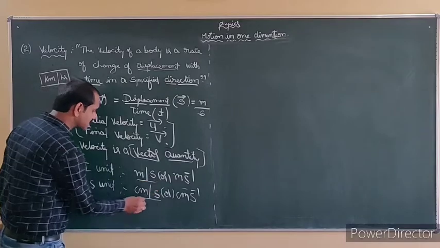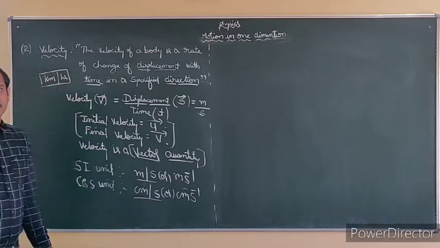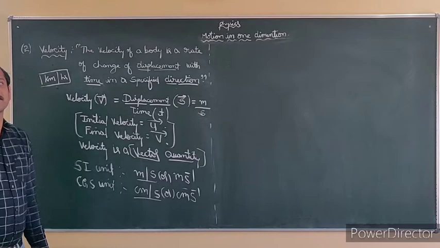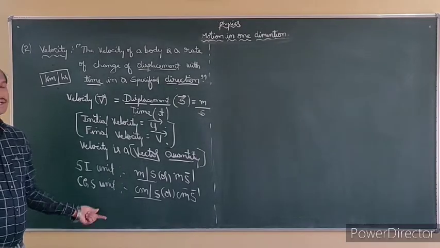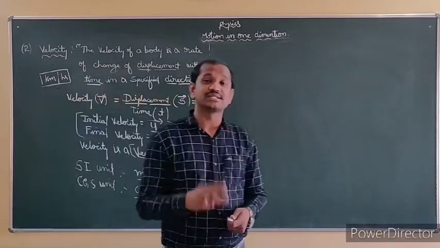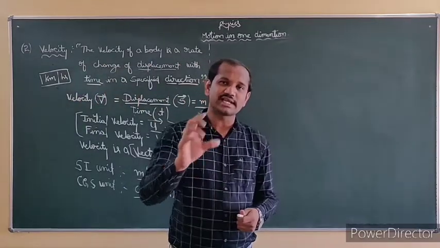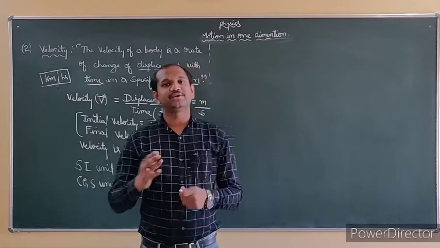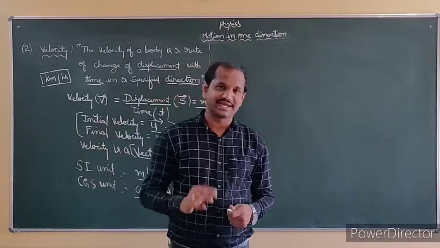Meter per second, and the CGS unit is centimeter per second, which is always the same as that of speed. Now, to know about velocity much further, we need to consider three cases. If you understand those three cases very well, we can understand all the types of velocity very easily.